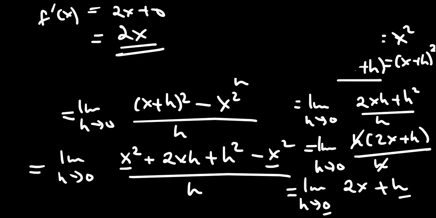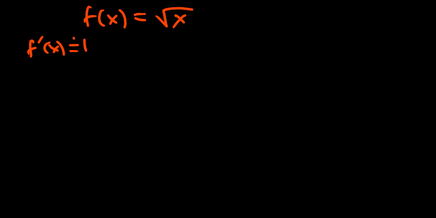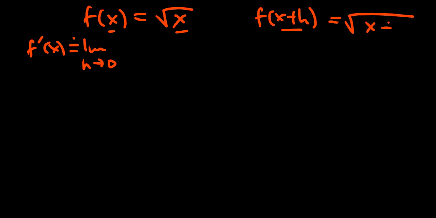Let's look at another question. So let's say we have our function f of x to be equal to root of x, like that. So how do we do this one? We will say f prime of x is equal to the limit as h approaches 0, so we say f of x plus h here, what will this be? So we replace where x is, so I have this equal to the root of x plus h.